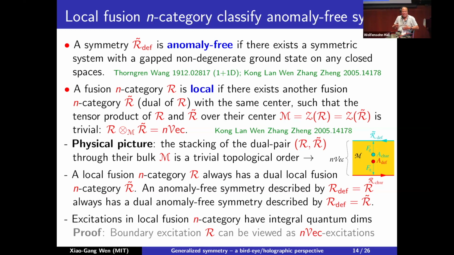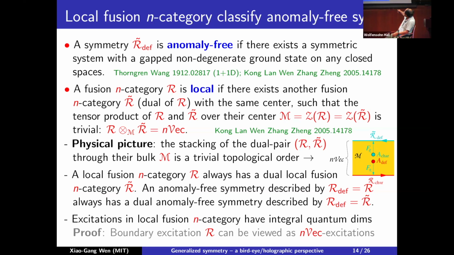Okay, and so the local fusion category has these properties, and this property really defines anomaly-free symmetry. Actually, in this construction, this is like a symmetry defect, and this is like a symmetry charge, and their stacking becomes a trivial phase. This trivial topological order is actually a symmetric trivial state that we use to define this anomaly-free symmetry.